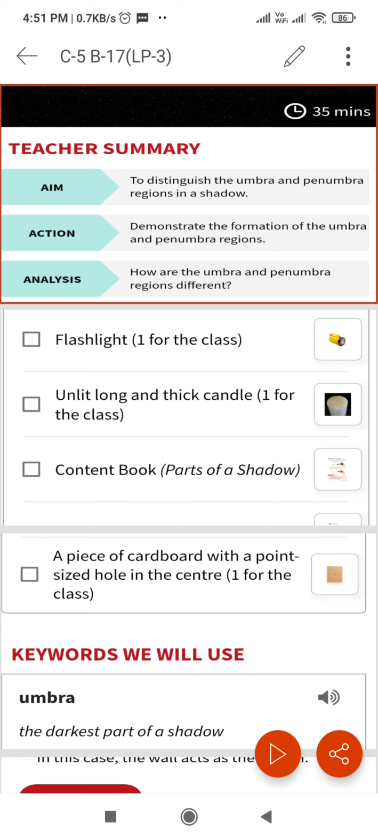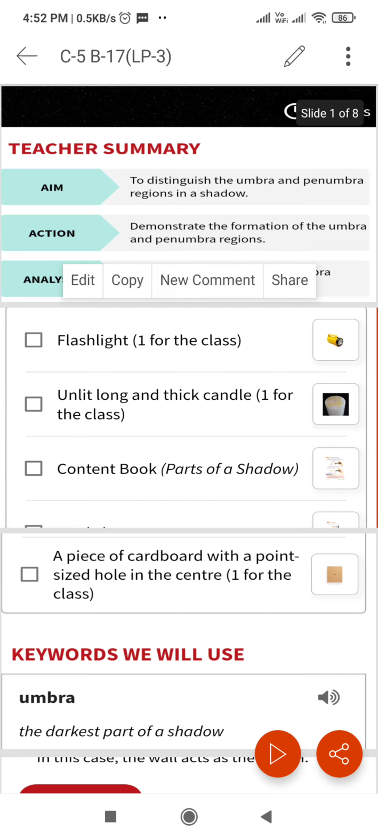Hello everyone. Today we will be doing block 17 LP3, that is parts of shadow. So what is our aim over here? We have to distinguish between the umbra and penumbra region of the shadow.